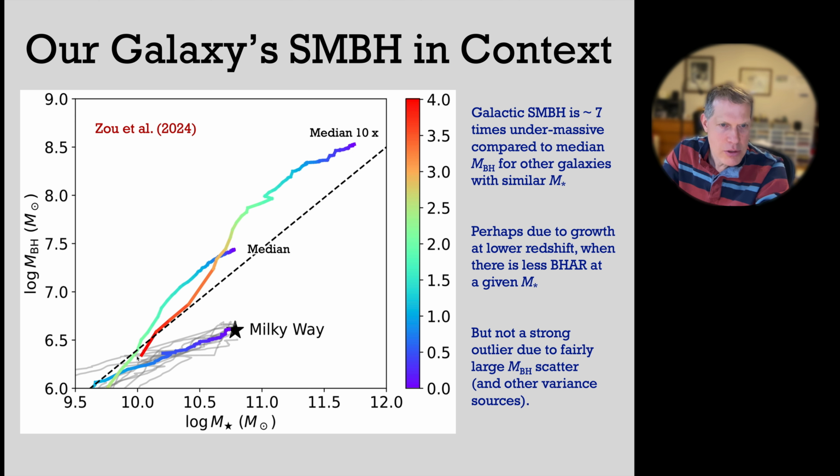And you can see that here. Here is our median growth track for galaxies that end up with the Milky Way's stellar mass. They generally produce more massive black holes than our galaxy seems to have produced. Now, why is that?